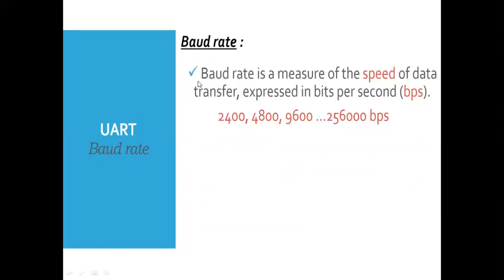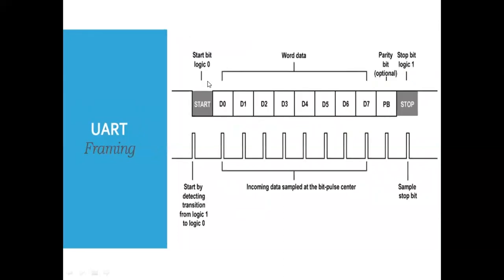Baud rate is a measure of the speed of data transfer. It is expressed in bits per second. BPS means bits per second. Baud rate can be 2400 or 4800 or 9600 like that. This is the frame you are sending with one start bit, 8 bits of data, parity bit is optional, and stop bit.